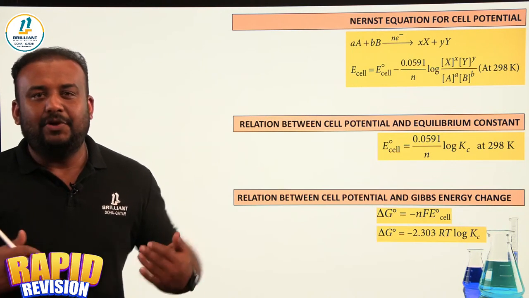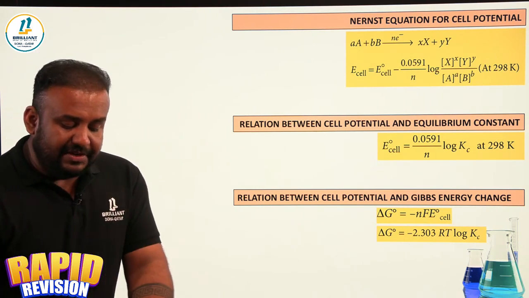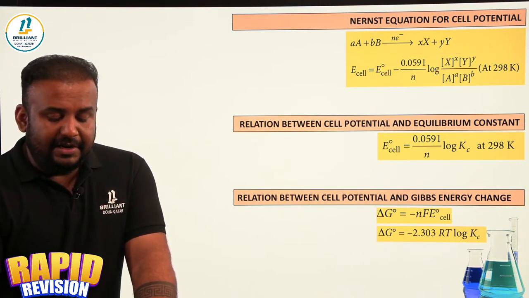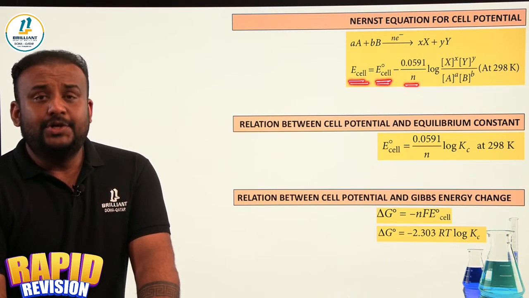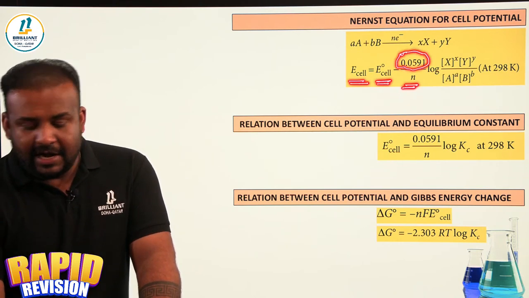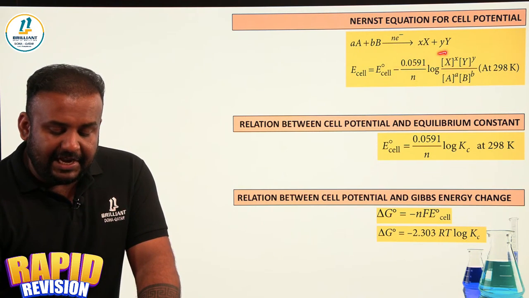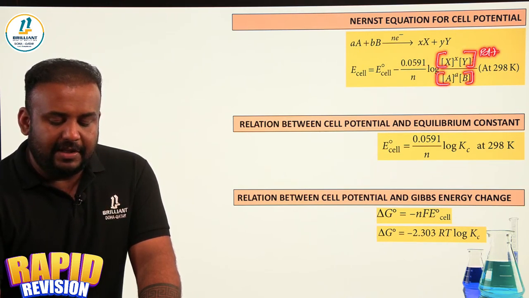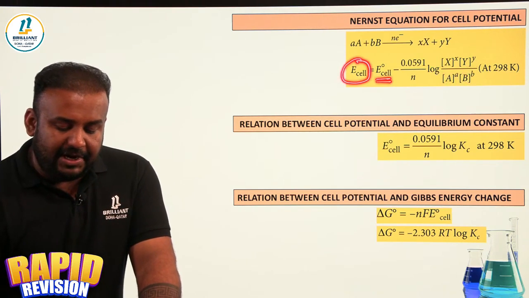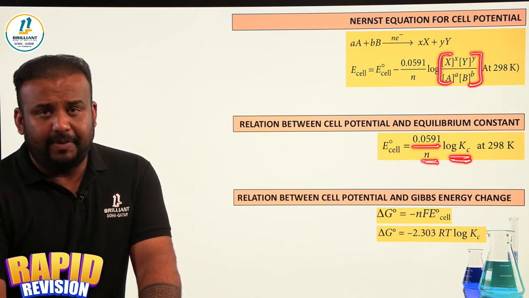Now, in this chapter, I told you Nernst equation and conductance. These are the two areas where a lot of questions have been asked. The Nernst equation for the cell potential for a given reaction, aA plus bB giving xX plus yY: E cell is equal to E0 cell minus 2.303 RT by nF, which we can shorten as 0.0591 divided by n, log of [X]^x [Y]^y divided by [A]^a [B]^b. Basically, it is product concentration divided by reactant concentration. If it is in an equilibrium condition, E cell will be 0. So E0 cell can be written as 0.0591 divided by n, log of Kc. What is Kc? Kc is this equilibrium constant.